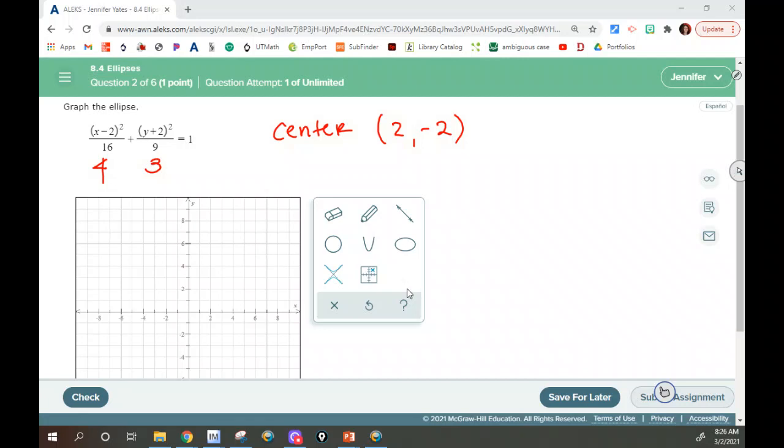All right, so I grab my ellipse tool. I'm going to place the center. 2, -2. What's my distance on the x? 1, 2, 3, 4. From my center, uh-oh. I accidentally tapped the screen. Got to start over. 2, -2. Distance on the x is 1, 2, 3, 4. Distance on the y is 3. It's pretty friendly, isn't it?